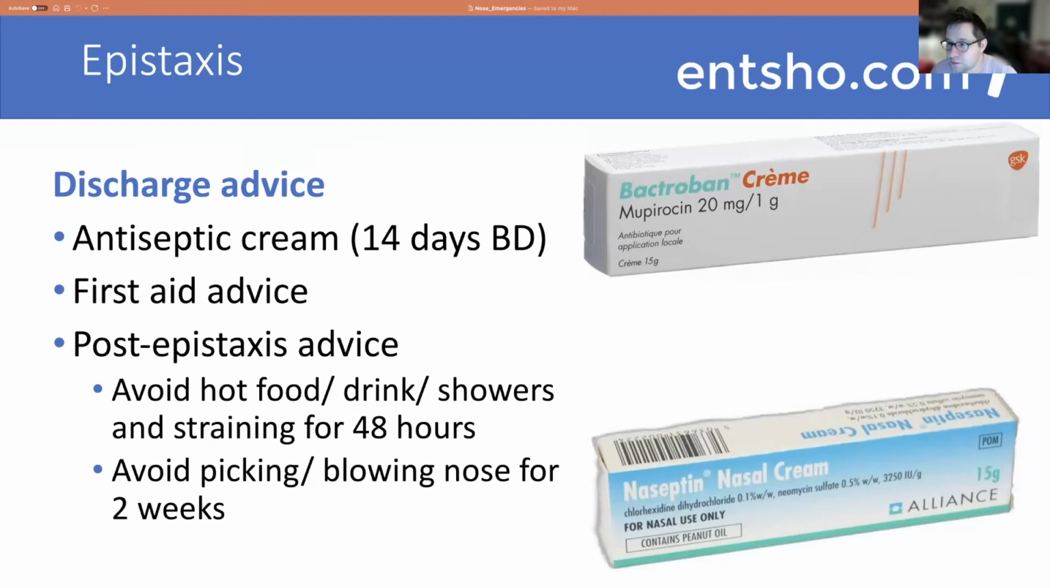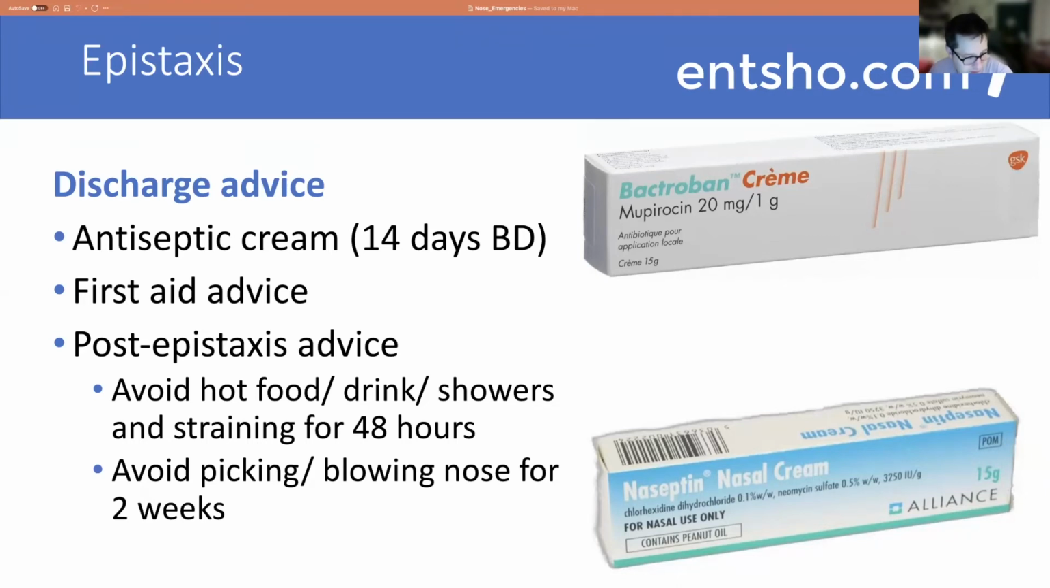In those cases where they haven't needed to be admitted with packs or such like, perhaps they've just had some cautery or even first aid measures have managed it satisfactorily, then things like Naseptin or Bactroban cream can be very helpful in moistening the mucosa and reducing the risk of it cracking and bleeding. So a typical regimen would be for 2 weeks. It's important, of course, to note that Naseptin contains a peanut extract, so it's always important to ask patients about that. And if they are allergic, to use something like Bactroban as an alternative.